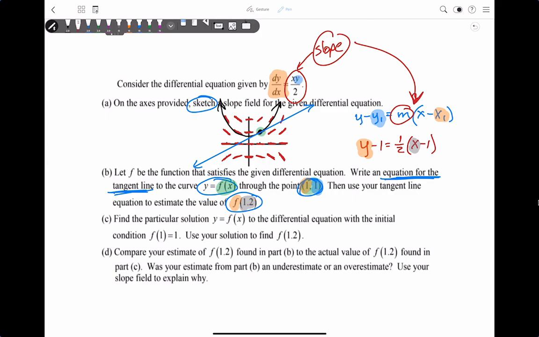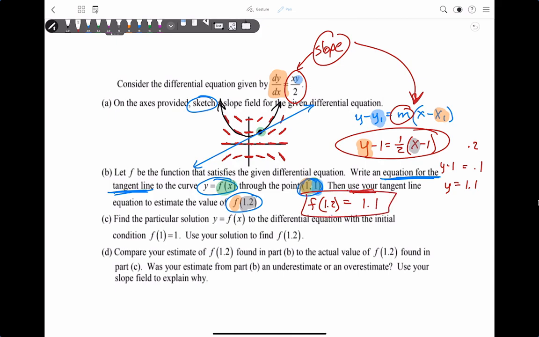Okay, so 1.2 minus 1 is 0.2, times 1/2, or otherwise divided by 2, is going to be 0.1. So we have 0.1 on the right side, and we have y minus 1. So we'll have y is equal to 1.1. So write an equation. We've already done that. Use the equation to estimate what f of 1.2 would equal. In this case, it would be equal to 1.1.